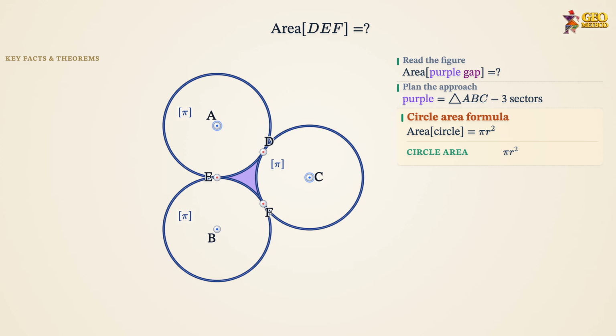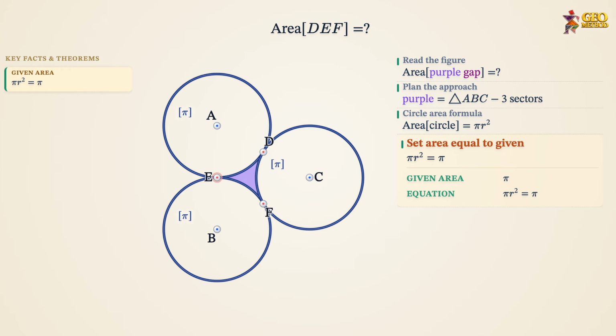Start with the radius, since every later step depends on it. The area of any circle is pi times the radius squared, and we are told each of these circles has area pi. Set the area formula equal to the given value by writing pi times r squared equals pi. This is the equation that pins down the radius.